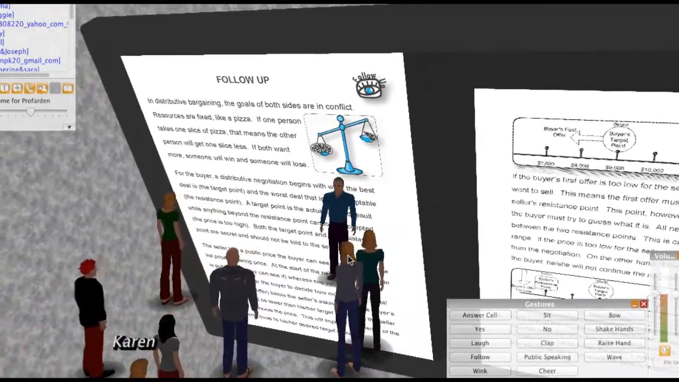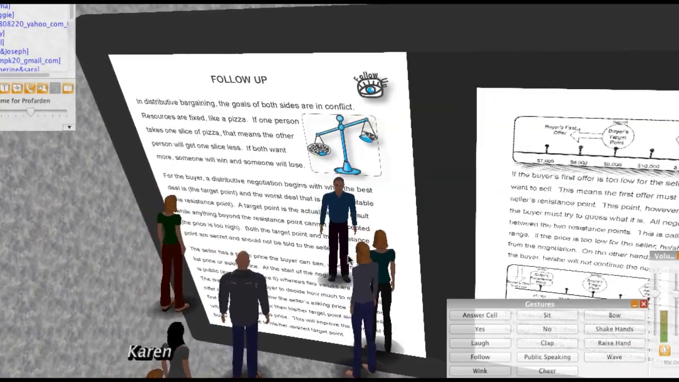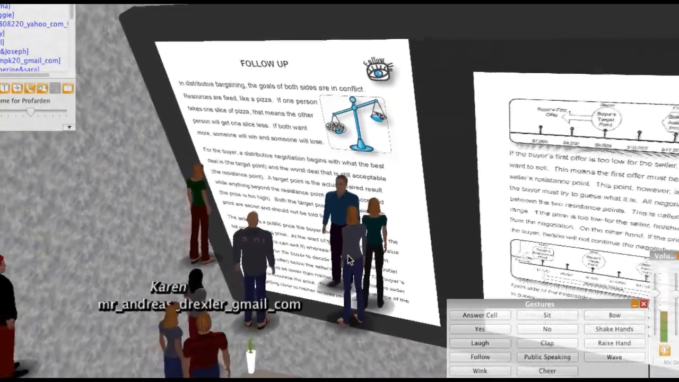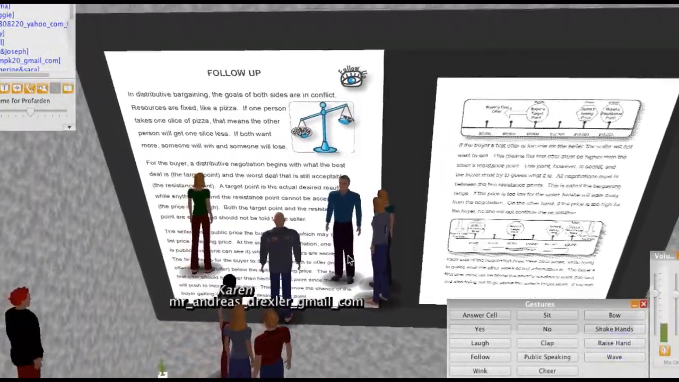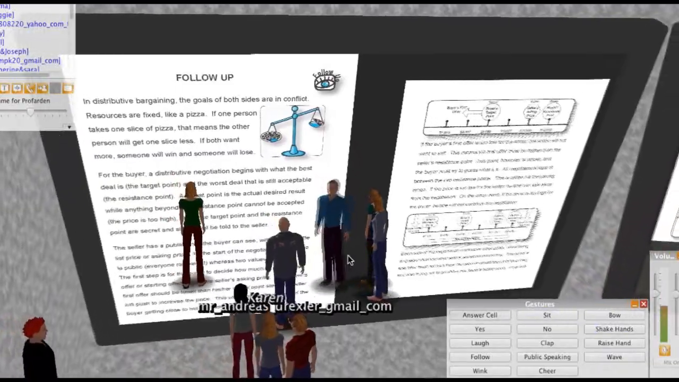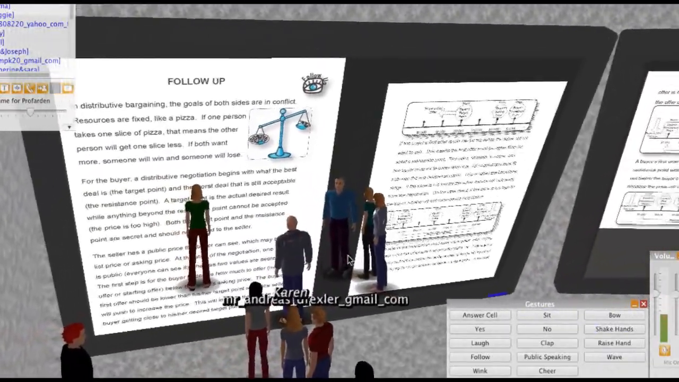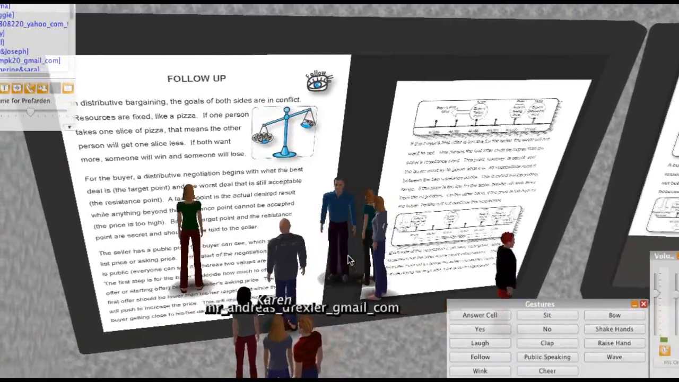So for the buyer, this means that you would like to buy at a lower price. A higher price is not good, and you must have a point where you will stop. It's too high. I'm sure this has happened to you before. I'm sure you've gone shopping and you look around and you see some prices, and even though you would like the product, even though you think you want it, you go, no, that price is just too much. I can't do that. That means it's past your resistance point.